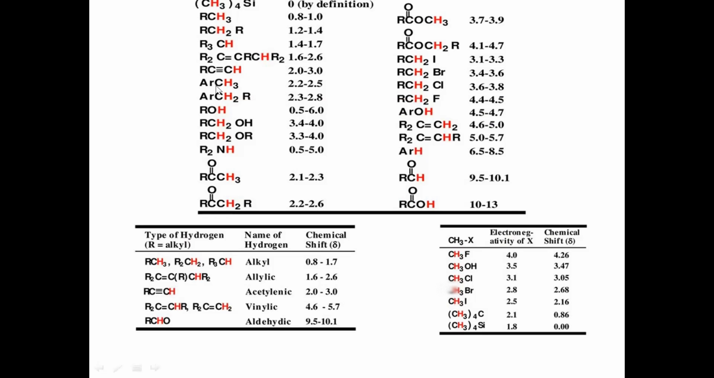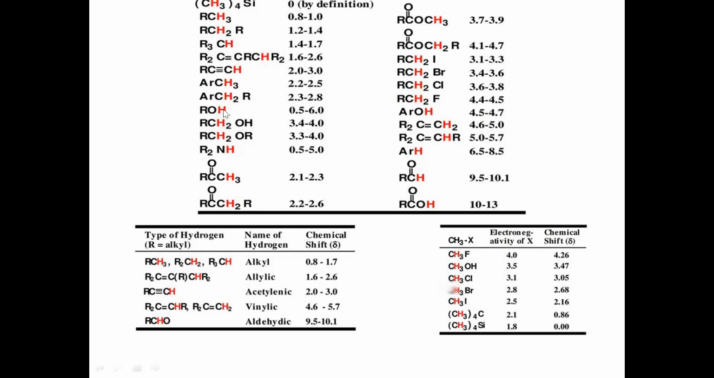And the aromatic region appears here; these are the aromatic protons. Where a methyl group is attached to the benzene ring, this CH3 appears at 2.2 to 2.5 due to the presence of the aromatic ring. Similarly, this is the R group; R may be another electronegative atom or an electron withdrawing group. That's why the value increases and appears at 2.3 to 2.8.